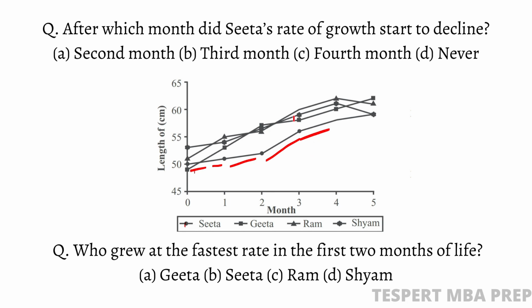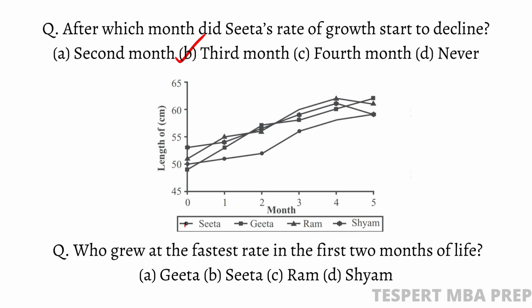If the growth rate had been the same, then the graph would have been like this, right? But the graph is like this. Since the graph is like this, it started declining. Hence, after third month, Sita's rate of growth starts to decline, right? Let's move to the second one.